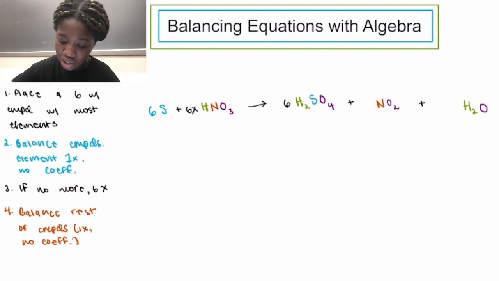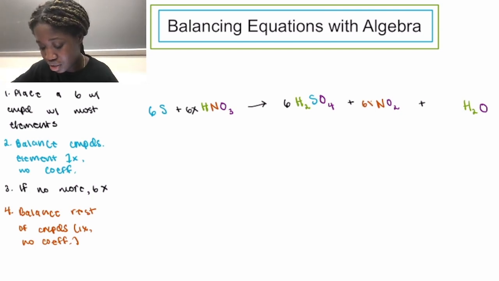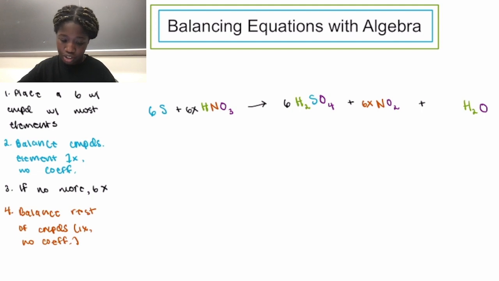And so if you look, nitrogen appears only one more time in this equation, and there is no coefficient in front of this compound, so we can balance for it. There's 6x nitrogen on the left side, so there needs to be 6x on the right. And now we have one final compound, H2O. You can either balance for H or O. I'm going to choose H.